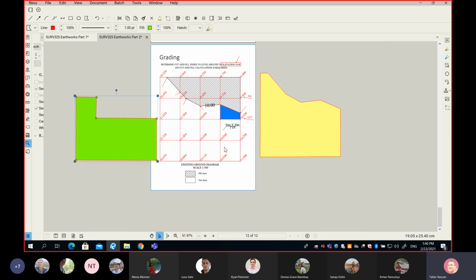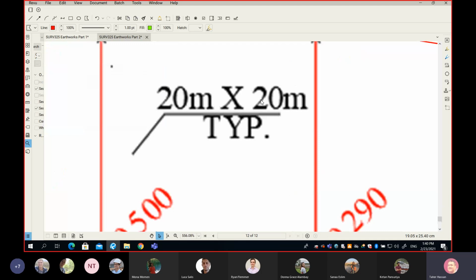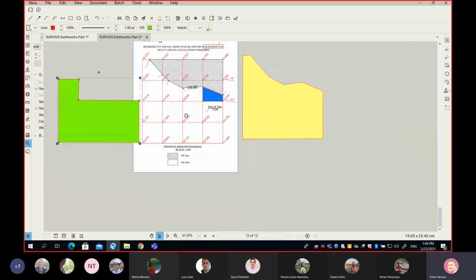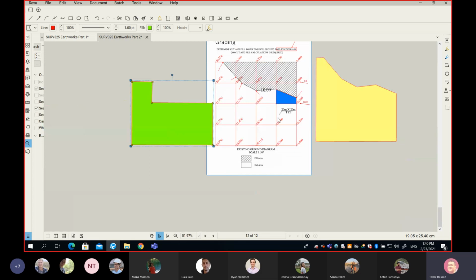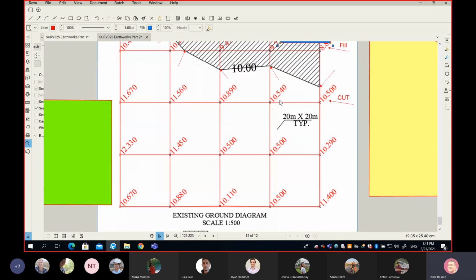What will be the base area? Okay, so the base area will be 20 by 20 divided by 4. Every one of these squares is 20 by 20, so 20 times 20 divided by 4. And then we have to build our table, H1 and H2 and H3 and H4. I want to ask you guys, what is my depth of cut here?